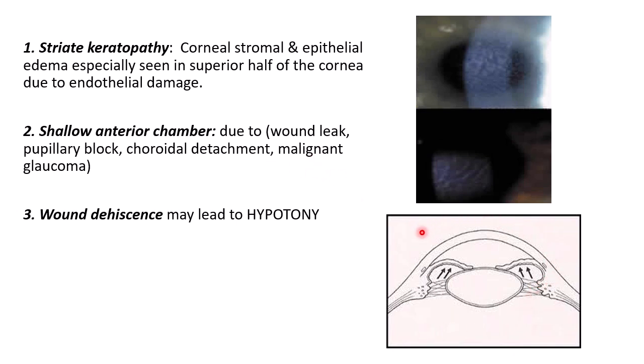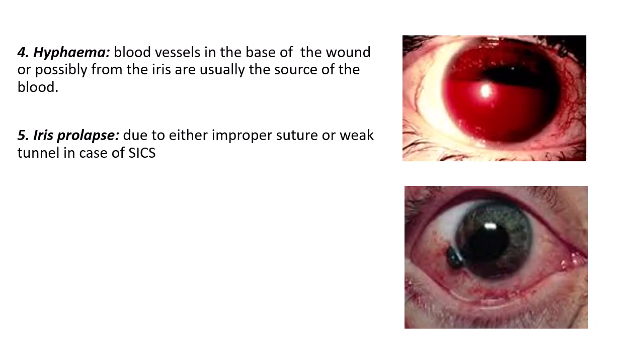So basically, this figure is trying to show that there is a sort of iris bombe formation over here because of back pressure from the vitreous, maybe because of some choroidal hemorrhage or something. And the iris is blocking the anterior chamber angle, leading to a shallow chamber. That is one cause, pupillary block, right? And another cause, as I told you, is wound leak. Wound dehiscence, again, may lead to hypotonia. That's your corneal edema over there.